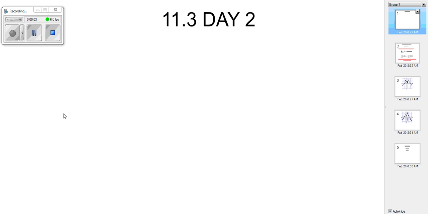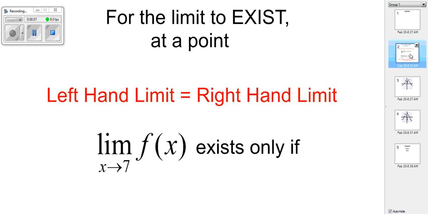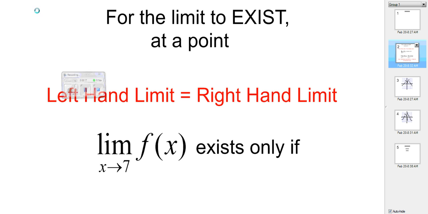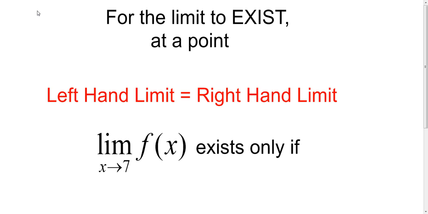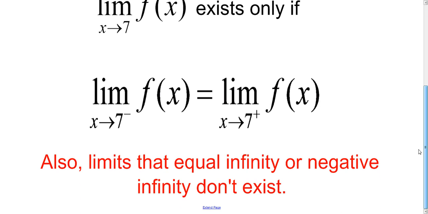All right, in this case, we are going to be looking a little bit more at limits and how that goes. Okay, so here's what you need to know. For the limit to exist, the left-hand limit has to be equal to the right-hand limit. So what that means is as you approach a point from either side of that point, your y values basically have to be the same. And I'll show you what this means in a minute.